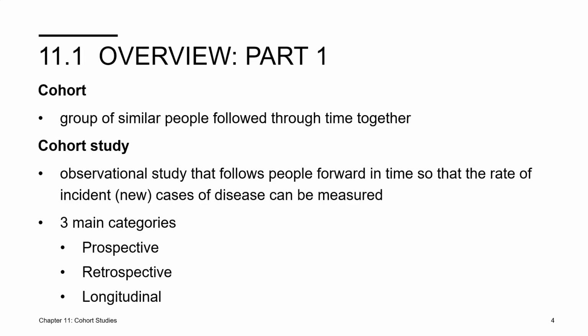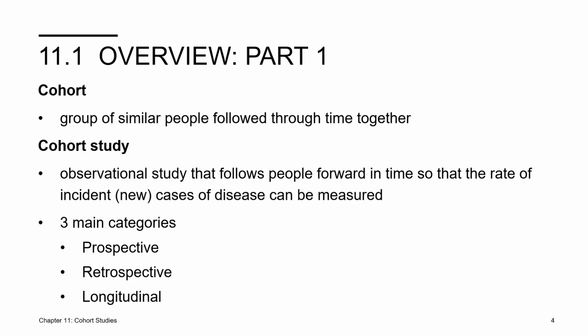So Section 11.1 provides an overview. So what is a cohort? A cohort is a group of people that are followed through time together. Any sort of group is a cohort, whether it's your group of students taking a course together or a group of students enrolled in a degree program together, that's considered a cohort.